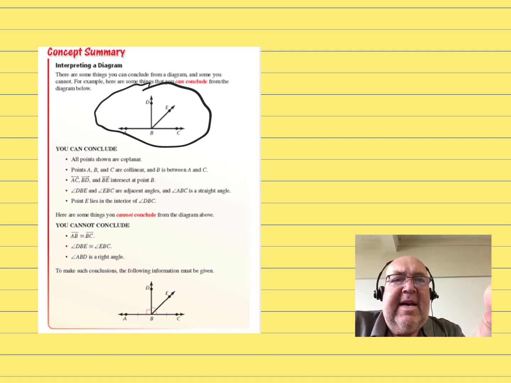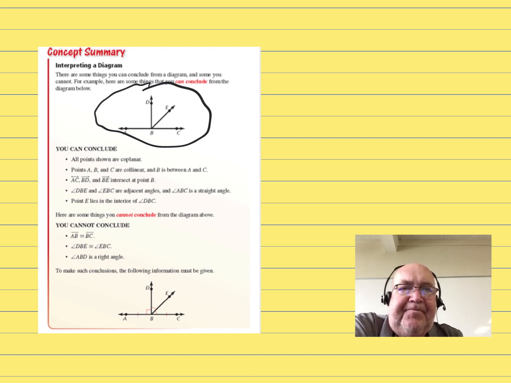We know that the line AC intersects with BD and BE at point B. We know that angles DBE and EBC are adjacent. Again, they're together and share the same vertex. And we know the angle ABC is a straight line. We also know that point E is inside the angle DBC.